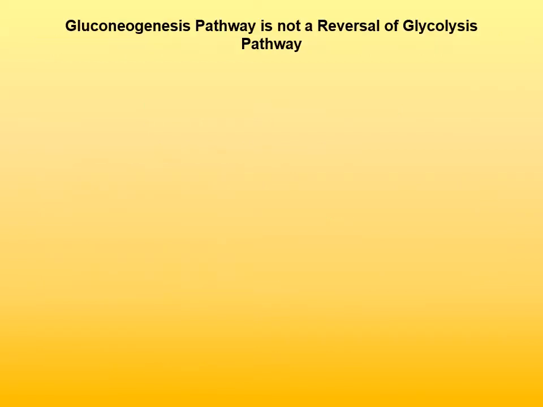In the course of glycolysis, glucose is converted into pyruvate and energy. And in the course of gluconeogenesis, pyruvate and energy are converted into glucose. So in that sense, the two pathways are opposing pathways. But the two pathways are not reversals of each other. That means that one is not the reverse of the other pathway.